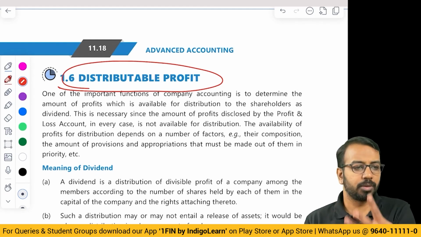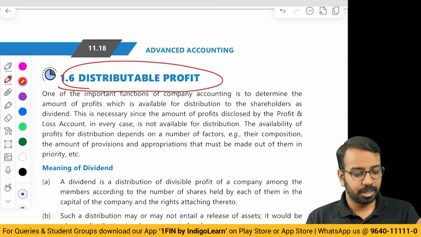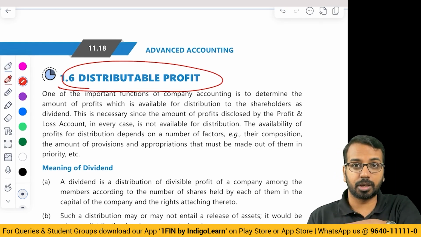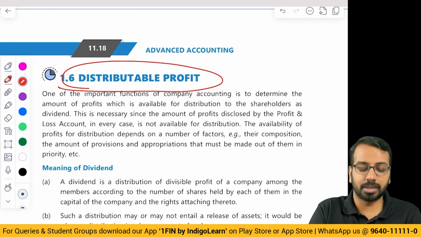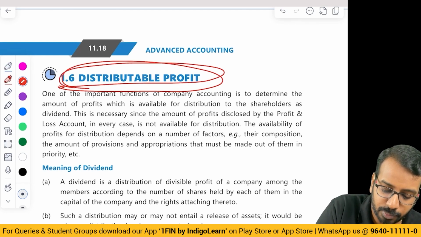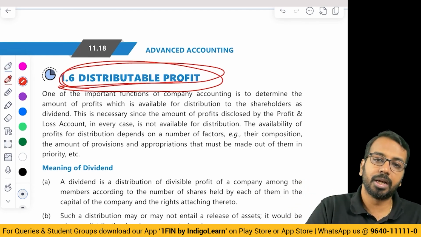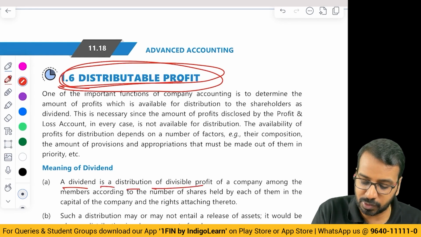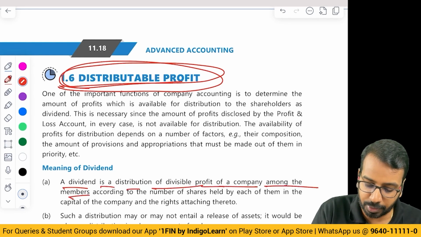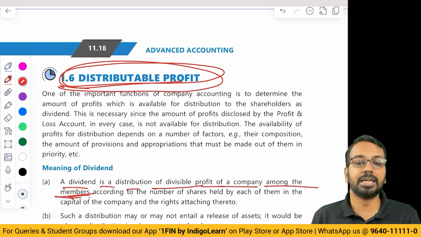Okay, so normally what happens, a company earns money, shareholders have invested an amount into the company, they expect something in return. So whatever profits the company has earned, something has to be distributed. Something which is distributed to the shareholders is called dividend. So a dividend is a distribution of divisible profit of a company among the members. That is what is called a dividend, right?